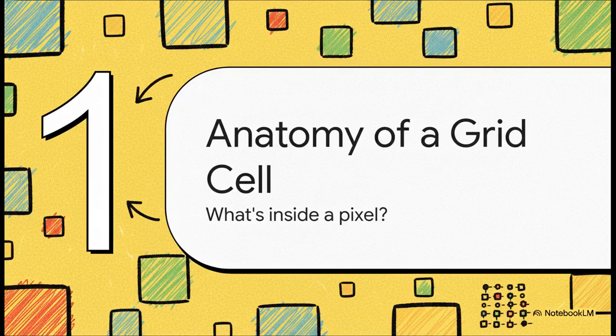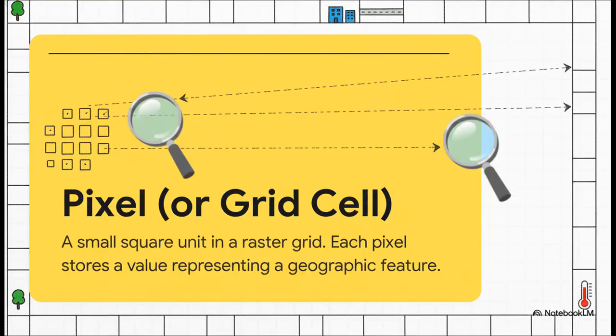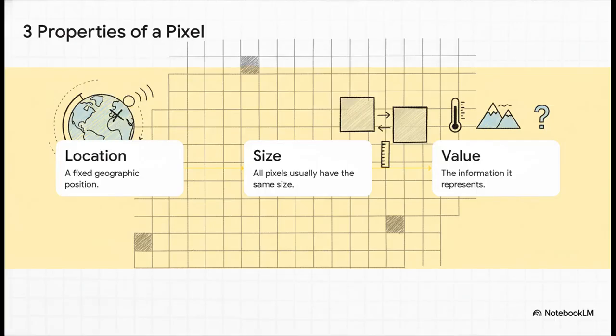All right, to really get this, we've got to start small, super small. We need to look at the most basic building block of this whole system. So what is actually inside one of those little squares? That tiny square, we call it a pixel, or a grid cell. And you can really think of it like the atom of a digital map. It's the smallest possible piece of the puzzle. Each and every pixel is tied to a specific spot on Earth and holds just one single crucial piece of information about that place.